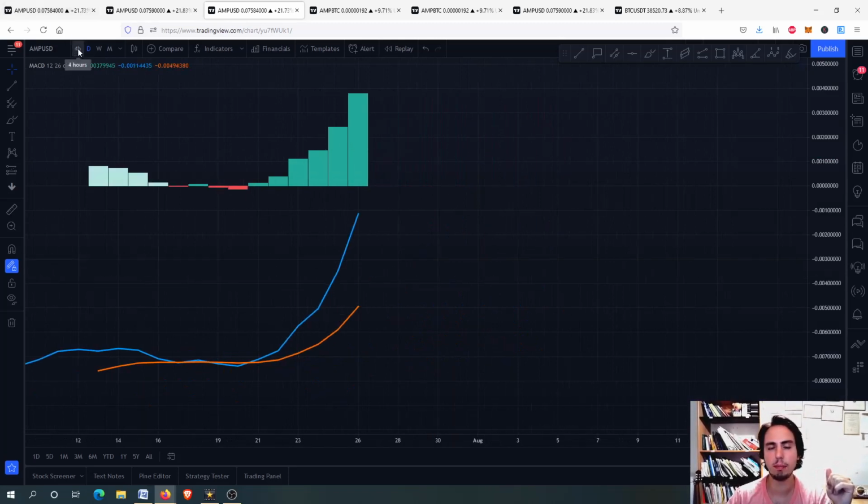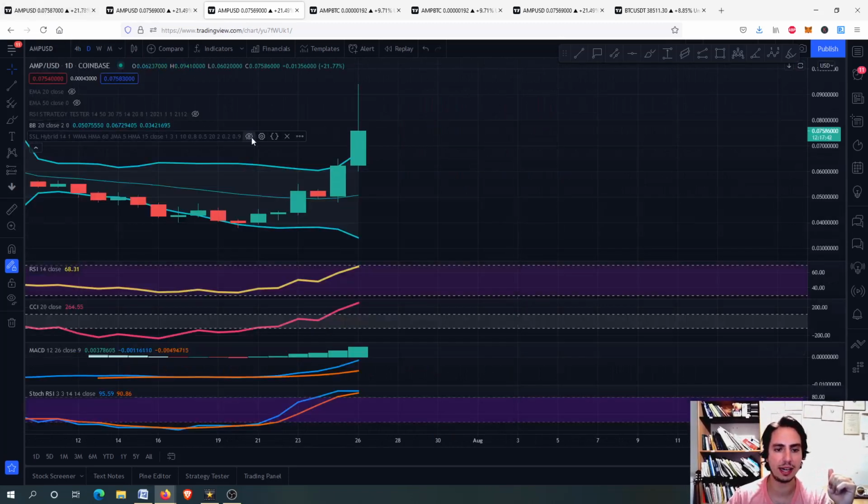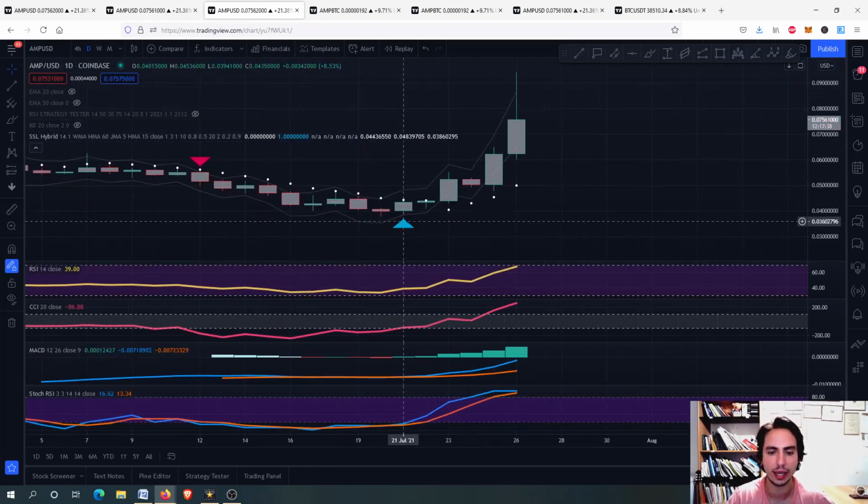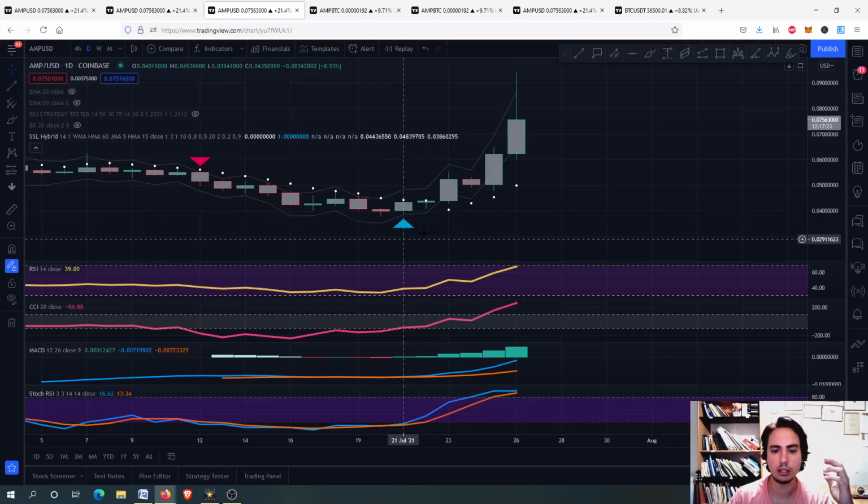Let's go a little bit to the SSL hybrid, okay, because I want to see there if we had a buying opportunity. Yes, we had. The blue arrow right here means that you should enter right here, you should buy right here. Of course, it doesn't tell you how much you should buy, you should just judge that by yourself, okay, but it tells you when to go in.